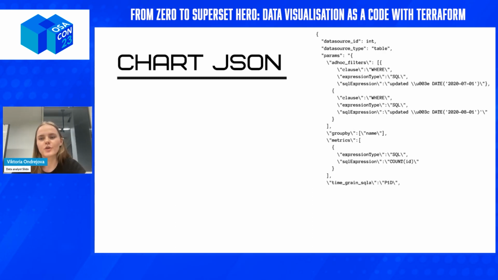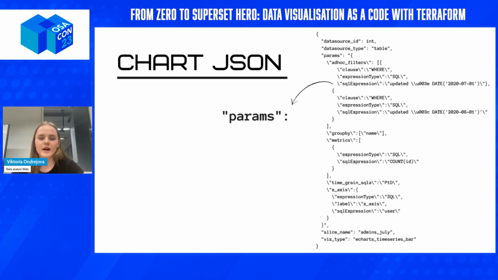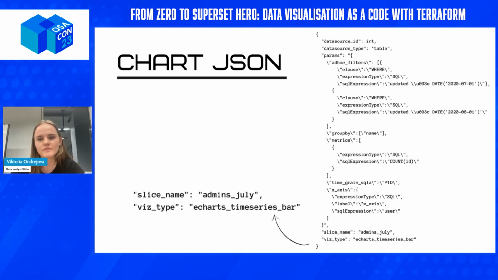For chart, it's a bit more complicated, as we can see, and JSON needs to have specified the data source ID and the type. Then params, which is another nested JSON with all the filters and metrics that are needed in order to create a chart. And lastly, the chart's name and type.